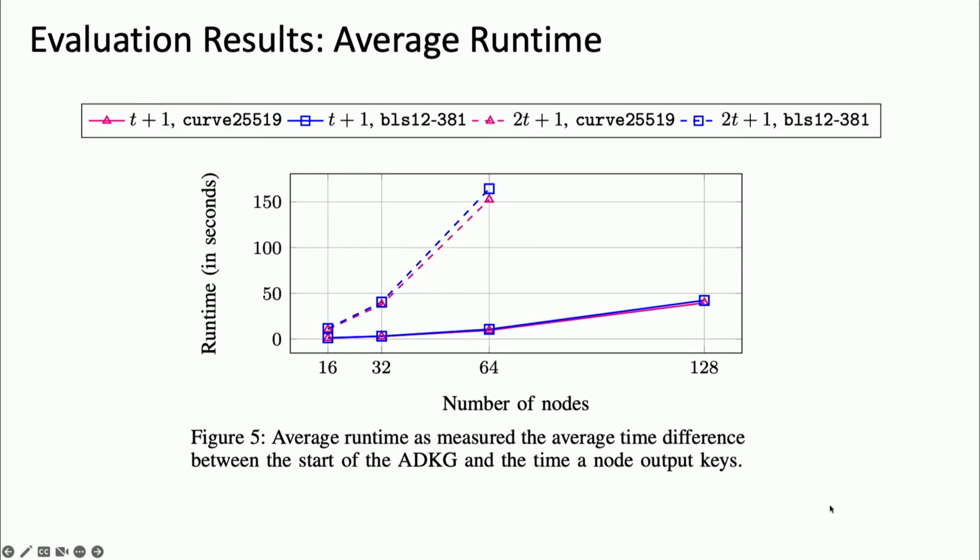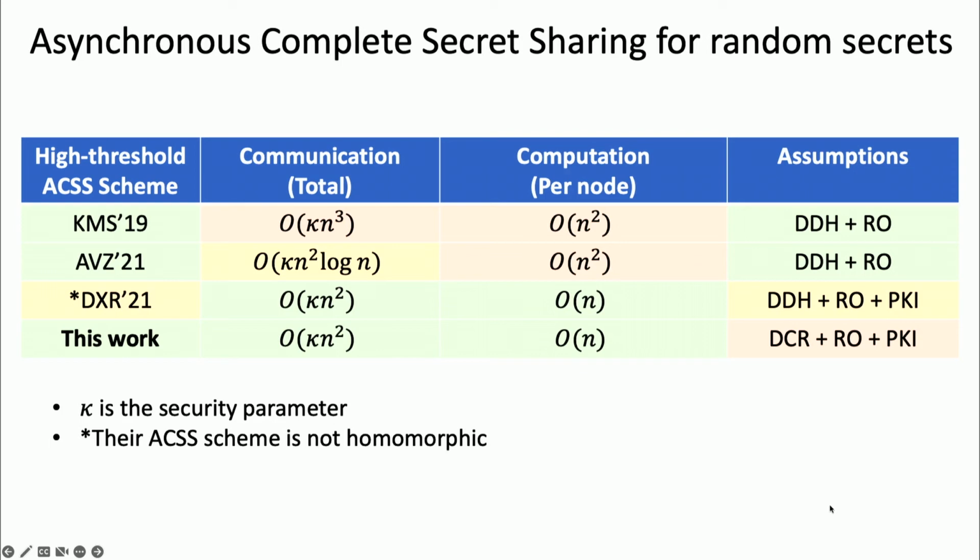OK, so in this process, we also designed an asynchronous complete secret sharing for random secrets, which has kappa n squared communication cost, and per node computation is order n. And we also achieve the homomorphic property: you can homomorphically operate on the ACSS transcript to get aggregated values. This is another result in the paper.